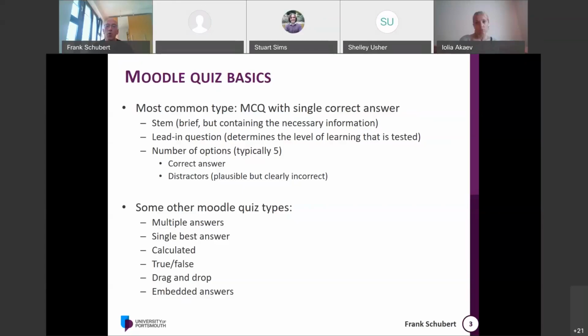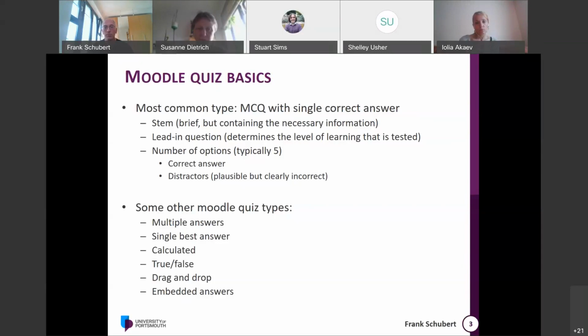We are phrasing that will become important. And then we will have a number of options. We go typically for 5 options. One of them is the correct answer. The other ones are the distractors. And the design of these distractors, again, will become important.